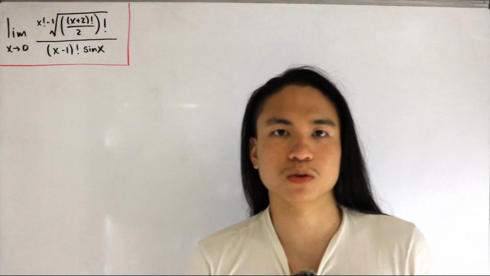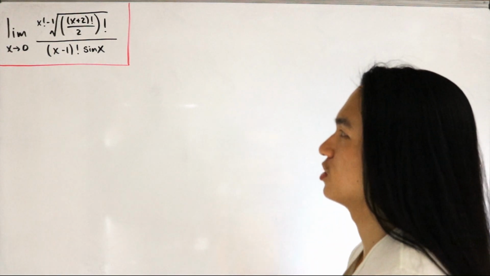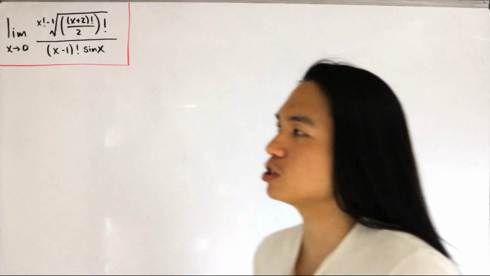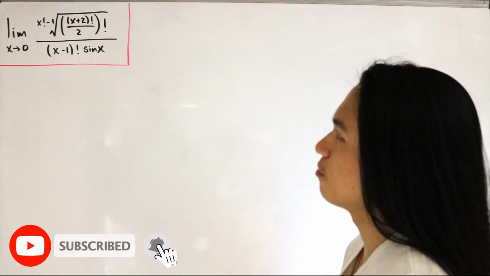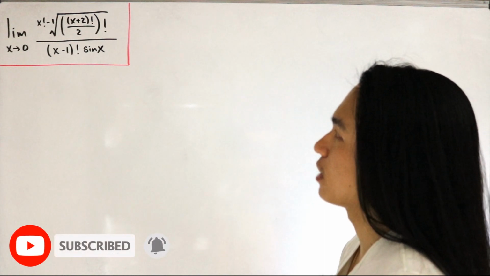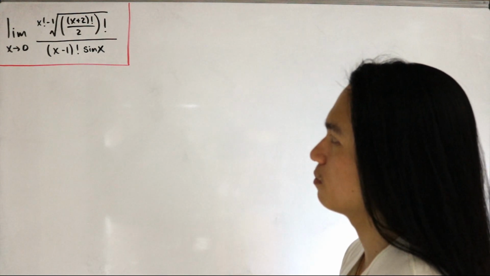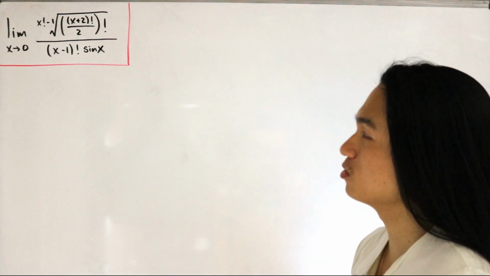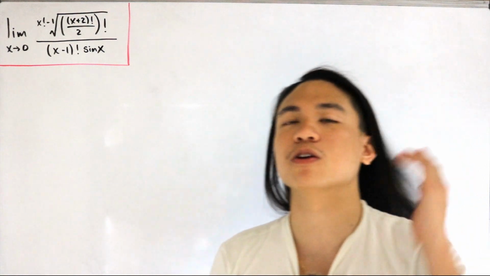Okay, so welcome back to another video. We have a crazy limit we're dealing with consisting of factorials. What we have is the limit as x approaches 0 of the (x factorial minus 1) root of (x plus 2 factorial, quantity divided by 2 factorial), all this being divided by (x minus 1) factorial times sine of x. So factorials, and we've got one trigonometric function included in our limit.